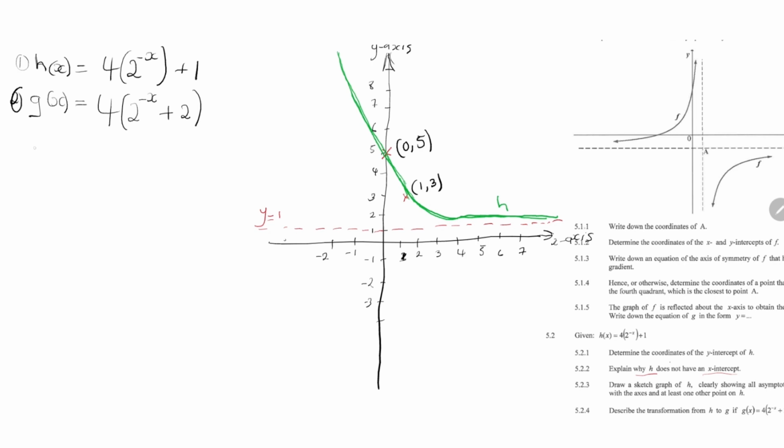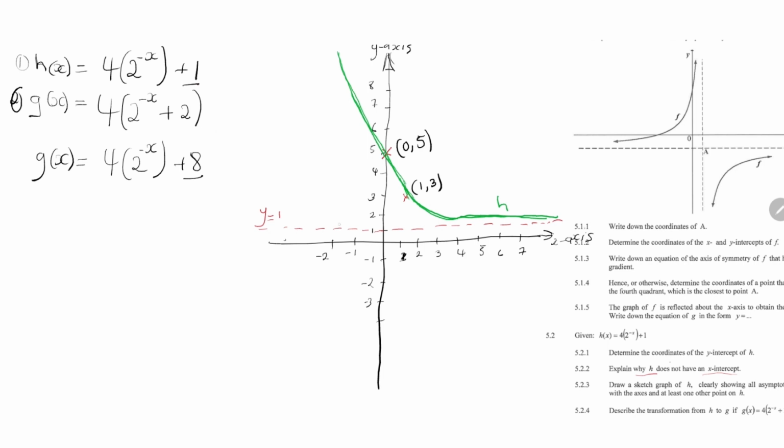First, let us do this on graph g. Let's say maybe we expand this. So we will have g of x equal to 4 multiplied by 2 to the power minus x, that is 4 multiplied by 2 to the power minus x, we close the bracket, and 4 multiplied by 2, that is a positive 8. So now we have something that is a little bit identical to h. The only difference is this.